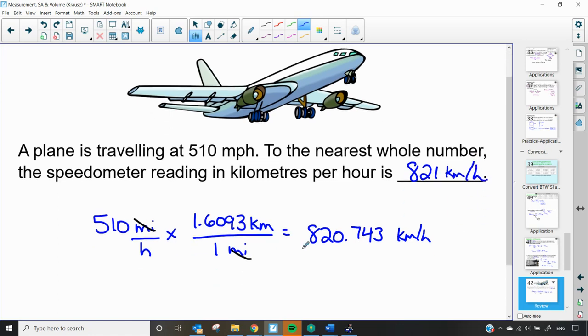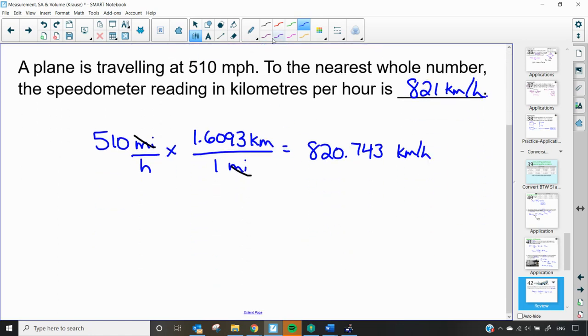Now I'm going to give you one more challenge here at the end. I'm not going to give you the answer today. I might give it to you on Monday in class. I'm going to ask you, which is faster, 20 meters per second or 80 kilometers per hour?